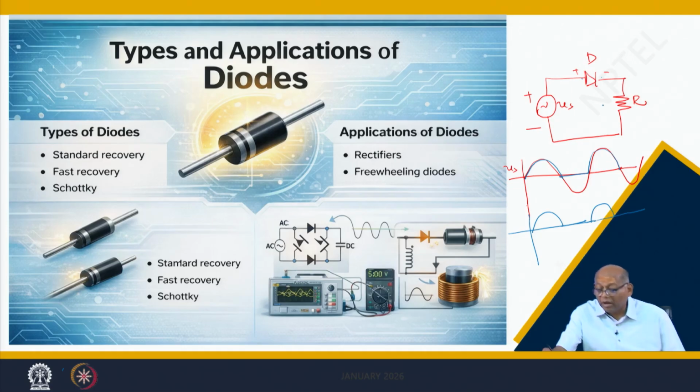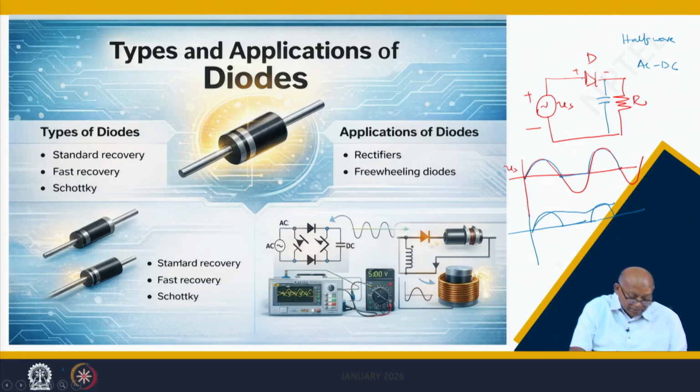So, it is half wave, and if you put a capacitor here, this becomes very smooth like this. So, this becomes DC. So, this is half wave rectifier, AC to DC. You can also have a full wave. How to have a full wave?